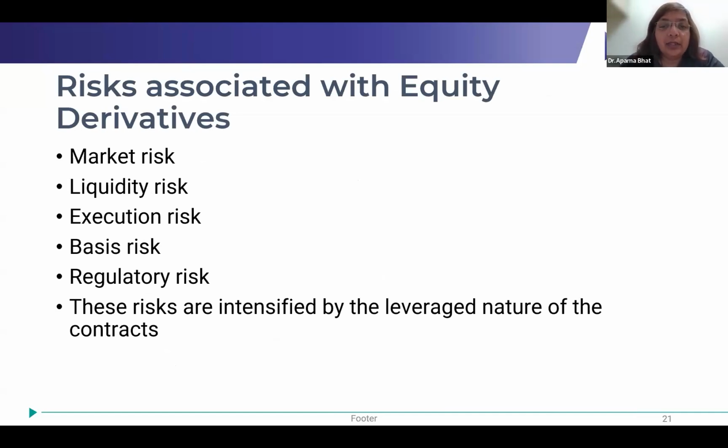What are the risks associated with these derivatives? So the main risk is market risk. What do you mean by market risk? The market risk is also known as price risk, right? It is the risk that the price may go against you.